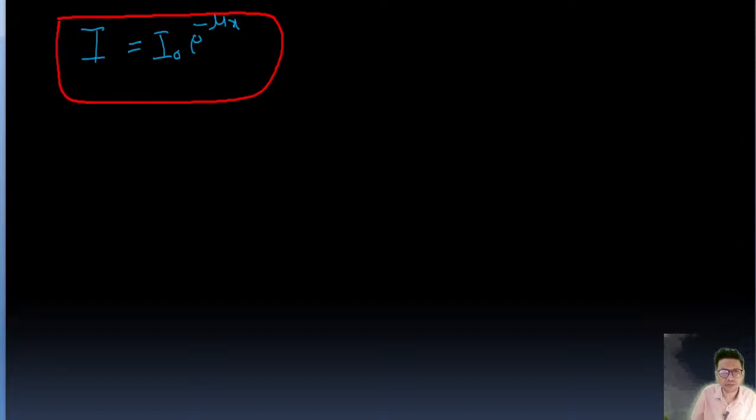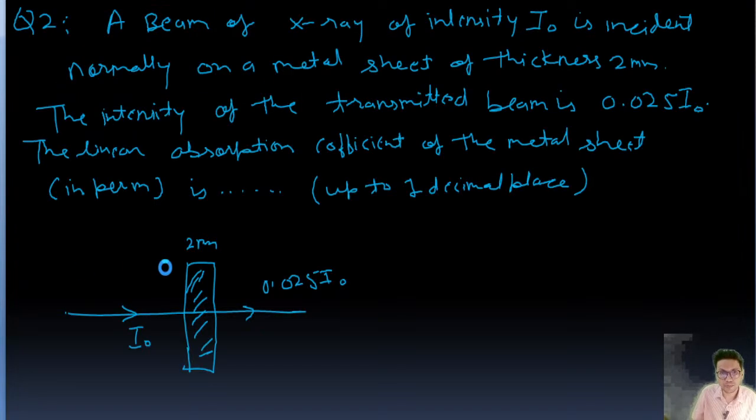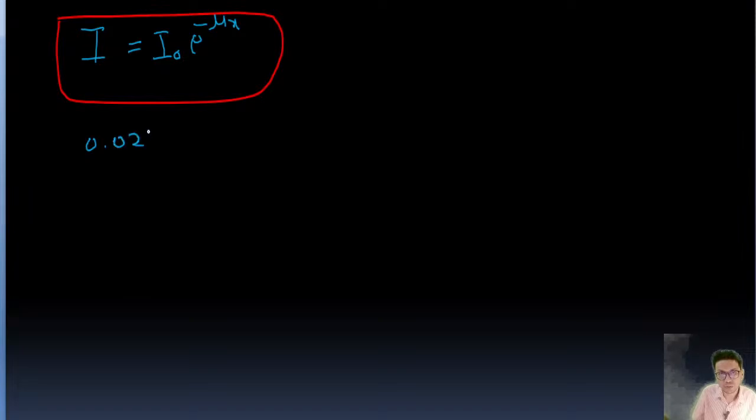So we'll put the values, simple. I is given, I is the transmitted light: 0.025 I naught is going to be equal to I naught e to the power minus 2 mu, since the thickness is 2 mm. So we have to find the linear absorption coefficient.